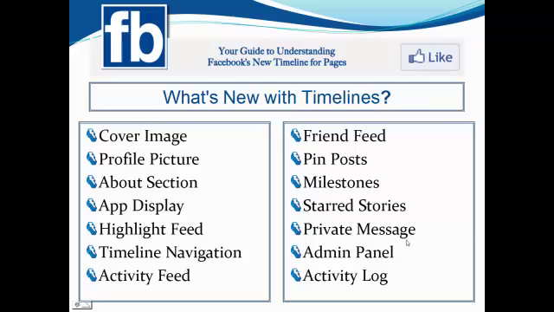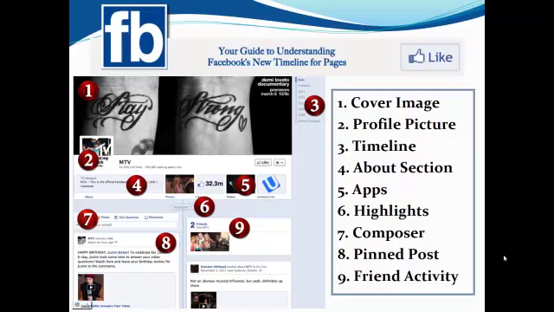So here is a step-by-step guide on what is on the timeline for pages. Number one, we have that cover image that shows your brand. Number two, we have that profile picture right there along with your cover image. Number three, here is the timeline so people can go back in history and look at your business. Number four, here's the about section, and we'll go into more detail on what you should put there. Number five, this is where the apps are located.